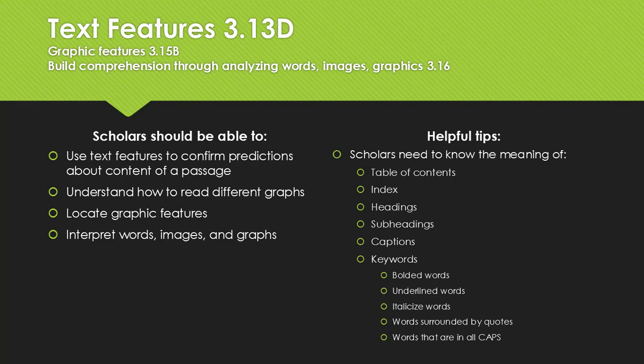Some helpful hints. These are just a list of all of the text features that third graders should know. They need to know what a table of contents is. They need to know what an index is, headings, subheadings, captions. Captions kill. Scholars need to be aware of captions and what captions do. We see captions all the time. So it's as simple as, when you see a caption, point it out and call it by name. Hey, this is a caption. Captions explain what's happening in the picture above.